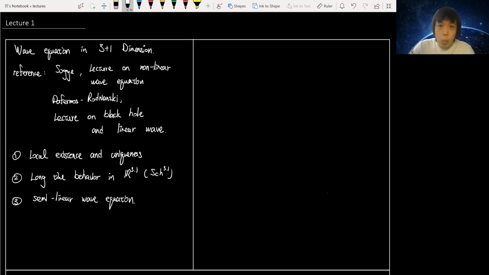Well, first, I need to tell you what a wave equation is. The most standard wave equation is the following one. Box u equals minus d squared u dt squared plus the Laplacian in the rest directions. We have x, y, and z. Okay, so this is the most standard wave equation.